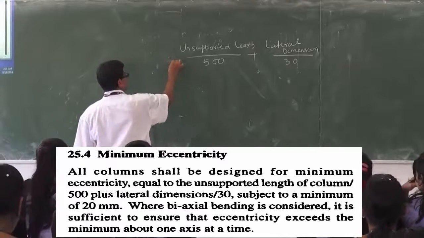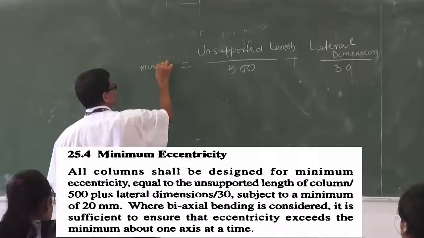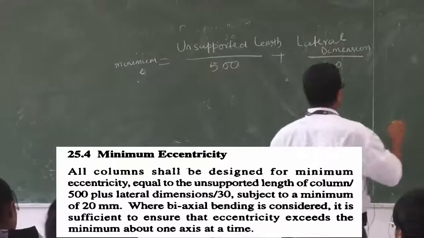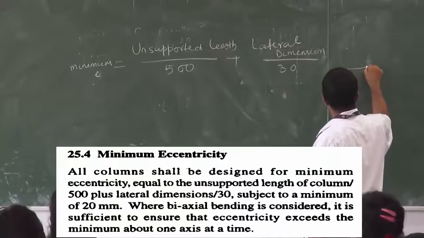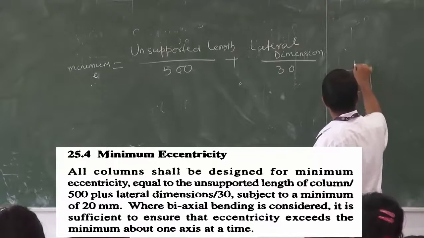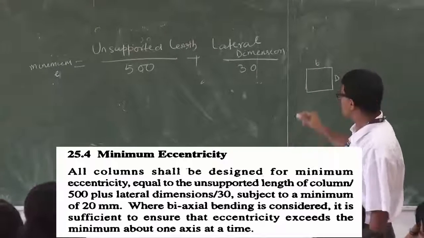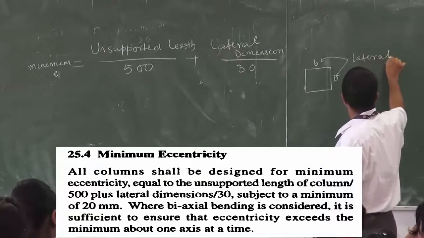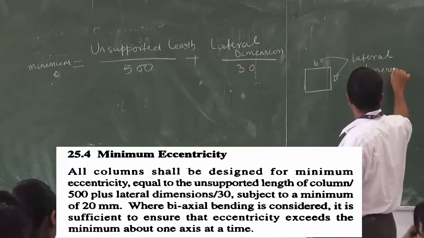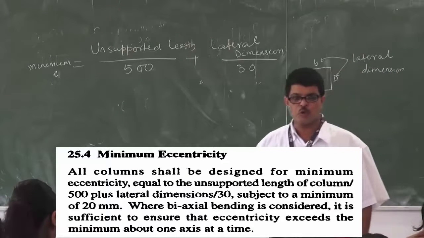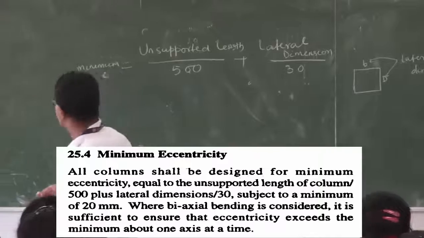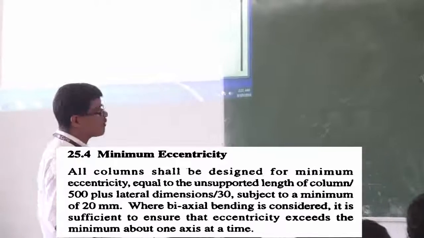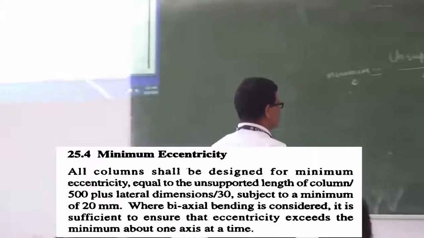So this is the minimum eccentricity. You have to calculate the minimum e value. Unsupported length means, suppose you are taking a column that has two dimensions, one is the B value, one is the D value. B and D are called the lateral dimensions. So the length of the column you know, then unsupported length by 500 plus lateral dimension by 30, that you have to find out, subject to a minimum of 20 millimeter.